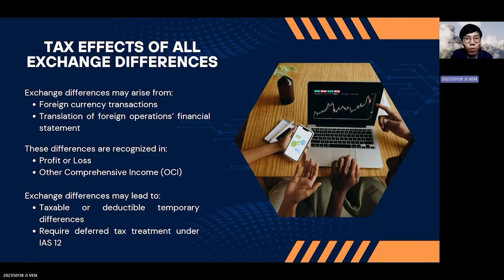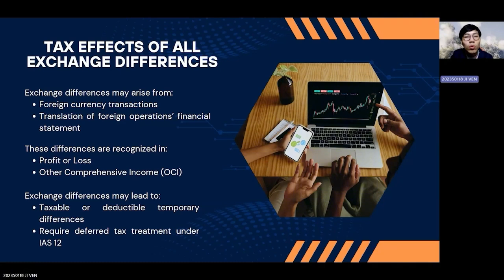So first, let's talk about what exchange differences are. This usually arises from two things. The first one is foreign currency transactions, such as buying or selling in a different currency, and the second is the translation of financial statements from a foreign operation into the reporting currency. Now, where do these differences go in the financial statements? Some are recognized in profit or loss, for example, when we settle a transaction in a foreign currency and the exchange rate has changed. The others, especially those from translating a foreign subsidiary's financials, go to other comprehensive income or OCI.